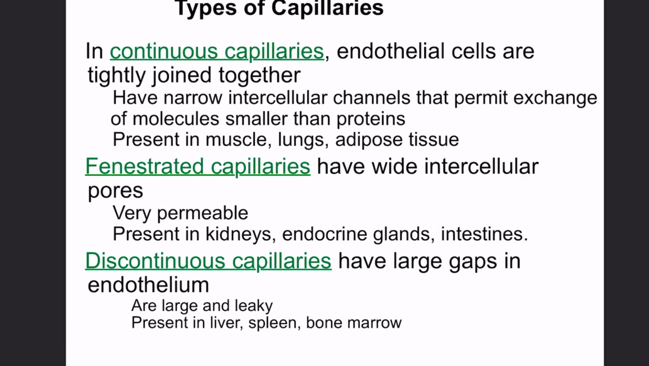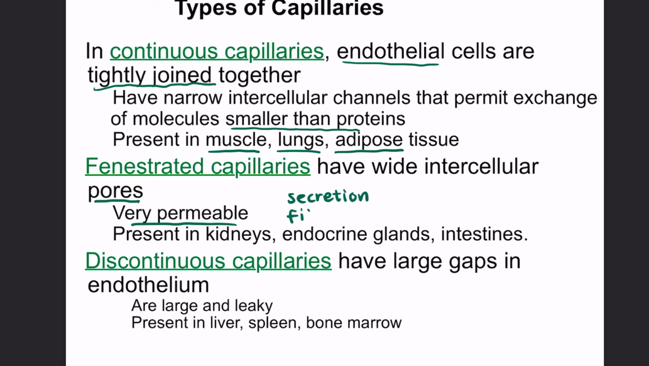There are different types of capillaries. Continuous capillaries are called continuous because the endothelial cells of the simple squamous epithelium are continuously joined together. They are tightly joined, and they're going to have some narrow channels that can permit exchange between them to allow for gas exchange. So we see these in our lungs, in our muscle, and in our adipose tissue. Fenestrated capillaries actually have bigger pores, and so they're very permeable. And so you'd expect this where we have a lot of secretion of molecules going on, or maybe filtration of molecules going on.